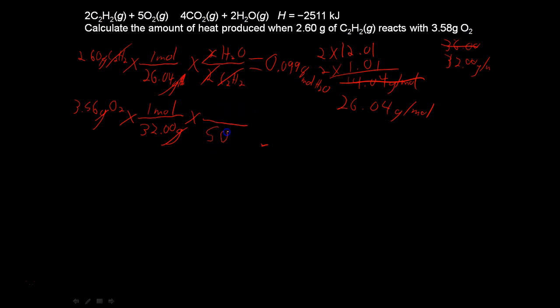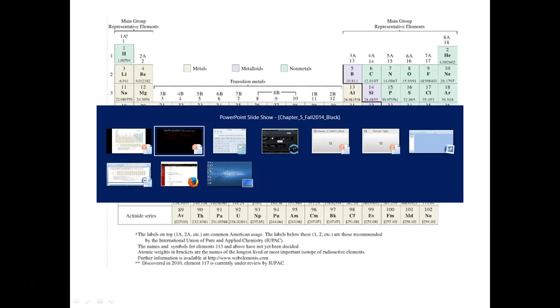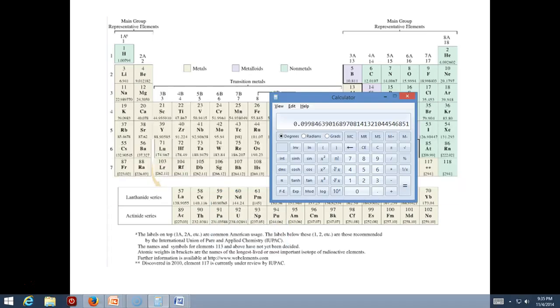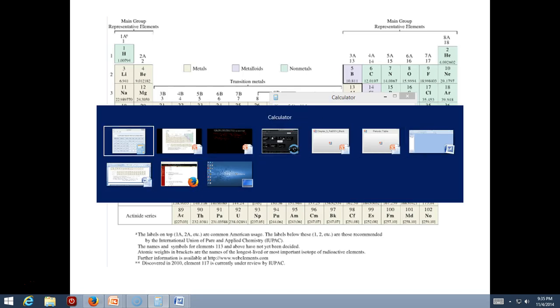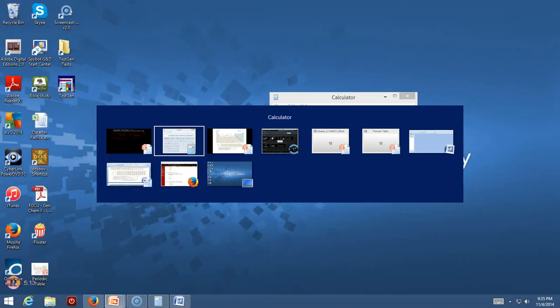We see that for every 5 moles of oxygen, we get 2 moles of water. So 5 O2, 2 H2O. These don't cancel quite as nicely as it did up here, but we can use our calculator to figure it out anyway. So here we are. All right. Oh, I got the wrong thing in the background. There we go, and there we are.